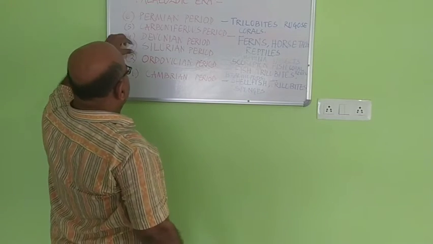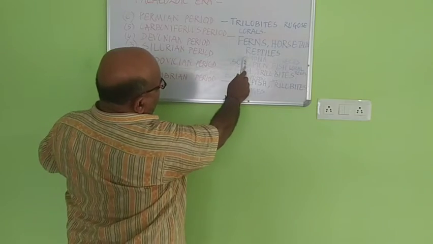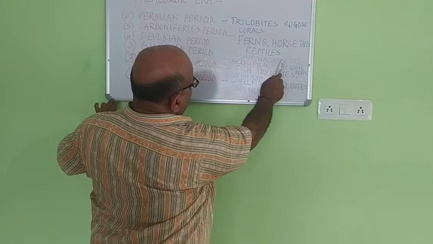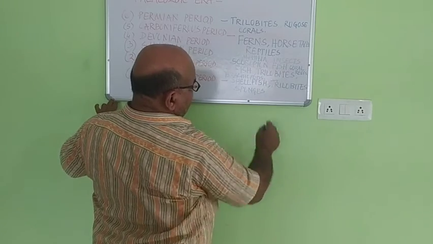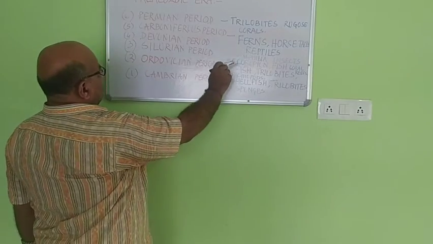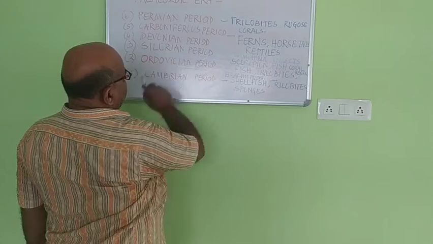Then the next period is known as the Devonian period. In this period, you find the amphibians, which are modified from the fishes. And you find some, what? The first insects, which are remaining in the colonial matches. Okay, these organisms will be noticed in that time. That period is known as the Devonian period.